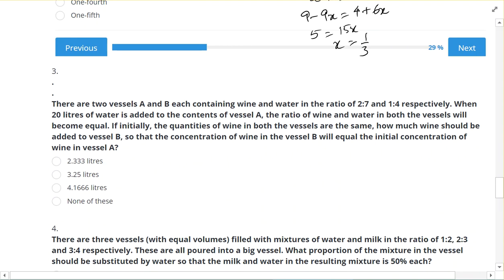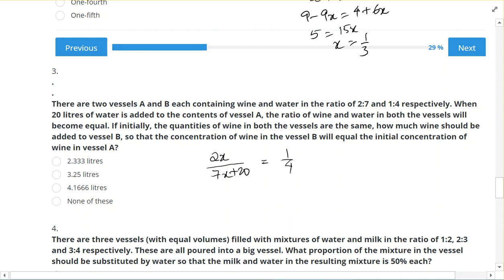There are two vessels A and B, each containing wine and water in the ratio 2 by 7 and 1 by 4 respectively. When 20 liters of water is added to the contents of vessel A, the ratio of wine and water in both the vessels will become equal. So 2x and 7x it was, and 20 liters of water is added. Now the ratio becomes equal, that means it also becomes 1 by 4.